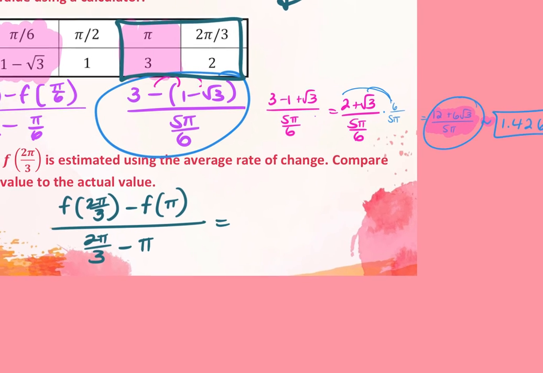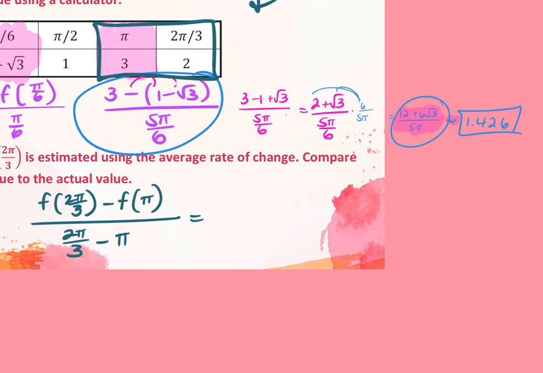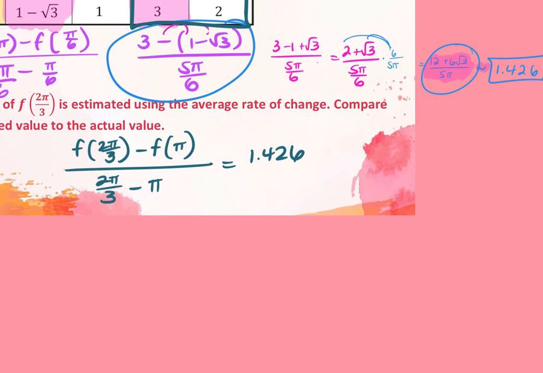What's my average rate of change? 12 plus 6 root 3 over 5 pi, or 1.426. We'll do it once with the rounded number, and then later on in the notes you'll see we'll keep it exact. But for this one, it wouldn't be as complicated as that. So I'll do the rounded. Now we're acting like we don't know f of 2 pi over 3, so I'm literally going to make that a variable so I don't have to keep writing it. I'm going to make that x.